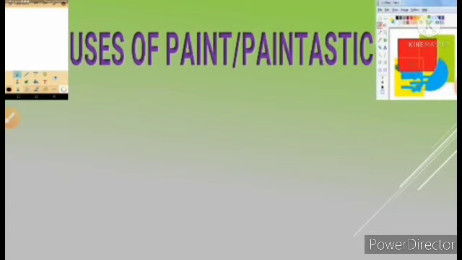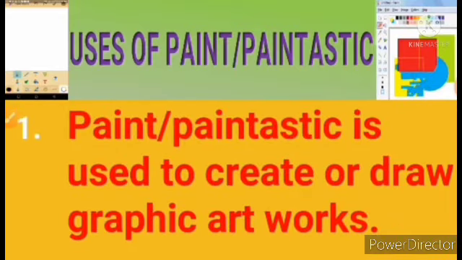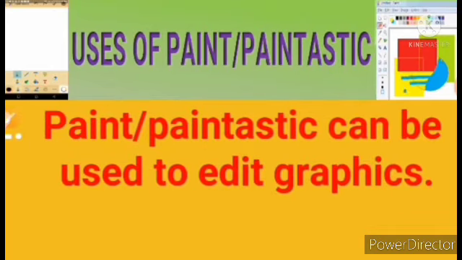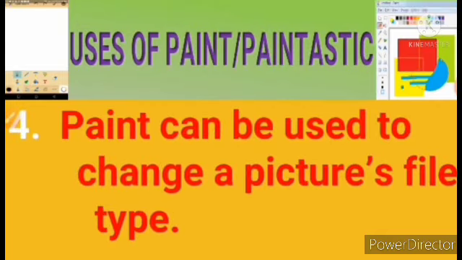We have seen so many uses, but let's take a summary of the uses of paint. Paint can be used to create or draw graphic artworks. Paint can be used to edit graphics. When we say graphics, we mean designs, drawings. Paint is also used to color image. It can be used to give beautiful colors to image. I'm sure you are following me, kids.